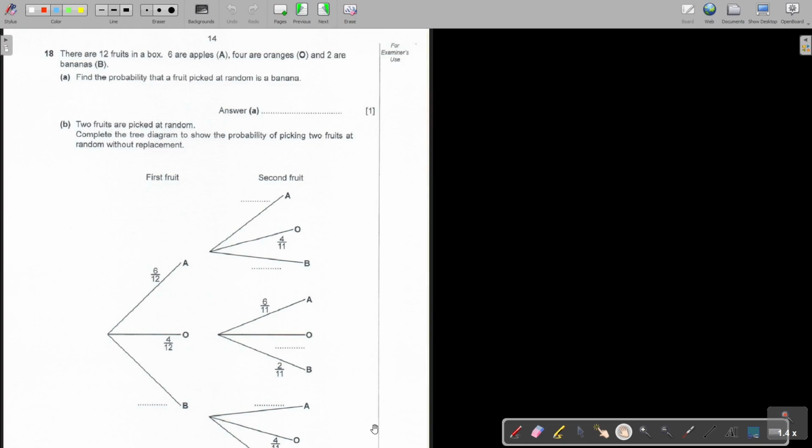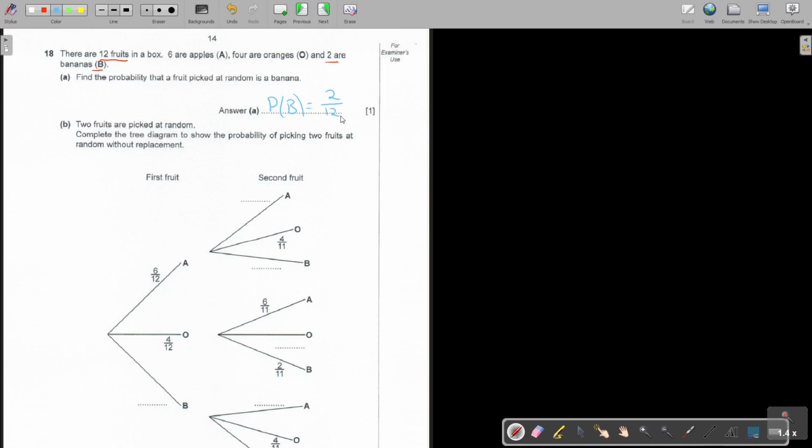B. Okay, so there are 12. So how many bananas are there? So if I look, there are 12 fruits, and the bananas, there are only 2. So the probability of bananas will be 2 out of 12.